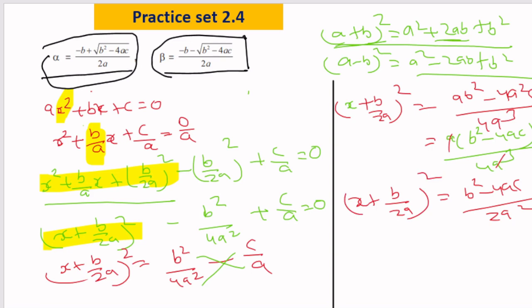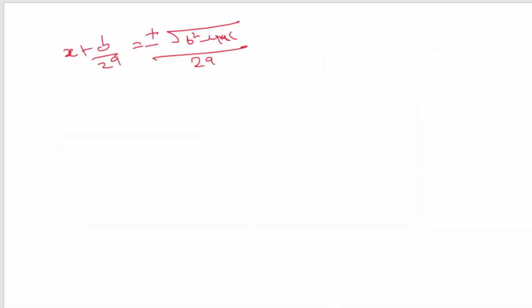Same thing. Now you have to take a square root to get rid of this square. So x plus b upon 2a is equal to plus minus. Once you take a square root, numerator square root will be like square root of b square minus 4ac divided by 2a. Got till now? Awesome. Let's proceed. So we got up till now.